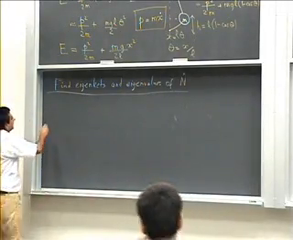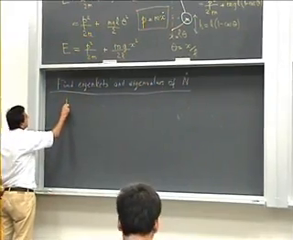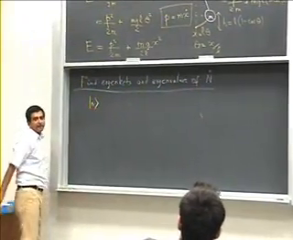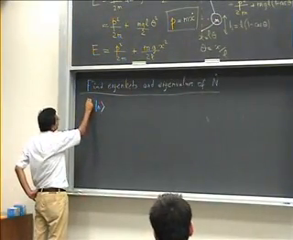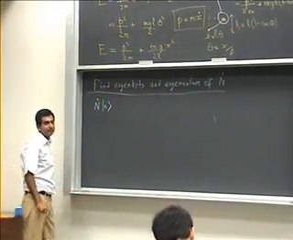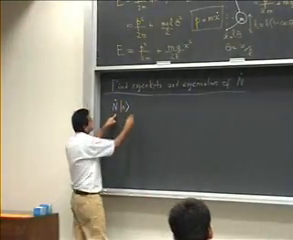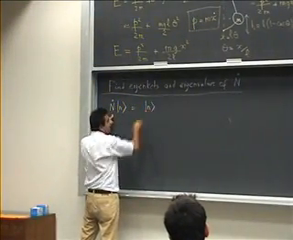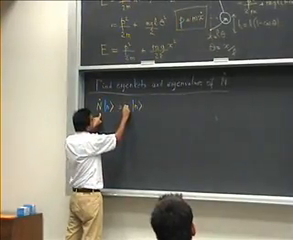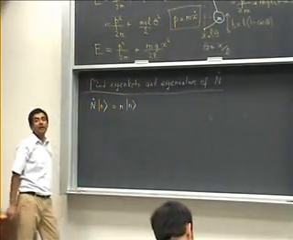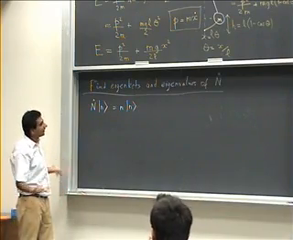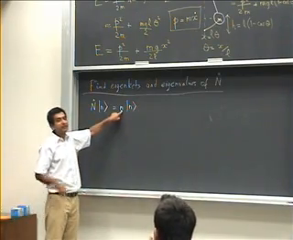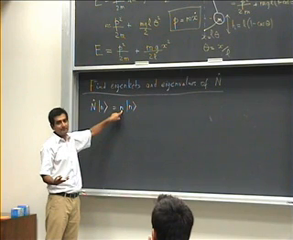Now suppose we represent the eigenket of the number operator by small n, ket n. Now this means that the number operator acting on this state gives you, since this is an eigenstate, the same state back again with a certain eigenvalue. Let's call this eigenvalue small n. So this is our eigenvalue equation. n must be real. Okay? It must be real.